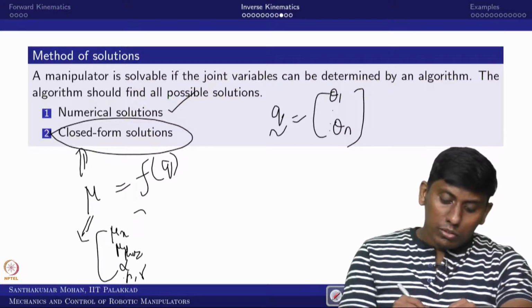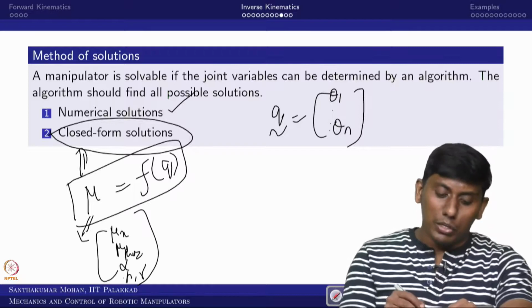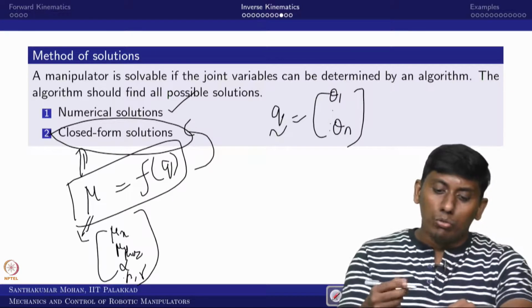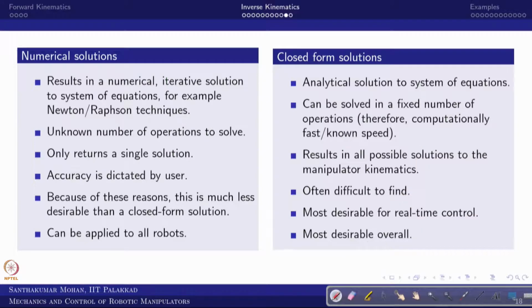Okay. So this is what we call a closed form. If we get this kind of relation, then we call it a closed form. But you know already, the closed form solution is not so easy. In the sense, an analytical solution is what we call closed form. A numerical solution is iterative, that is what you call a numerical solution.